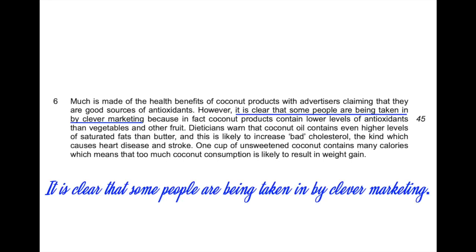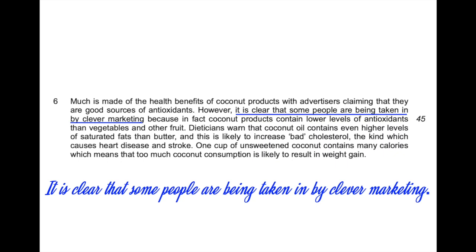There you go. Let me read the first 2 sentences to you. Much is made of the health benefits of coconut products, with advertisers claiming that they are good sources of antioxidants. However, it is clear that some people are being taken in by clever marketing because, in fact, coconut products contain lower levels of antioxidants than vegetables and other fruits.